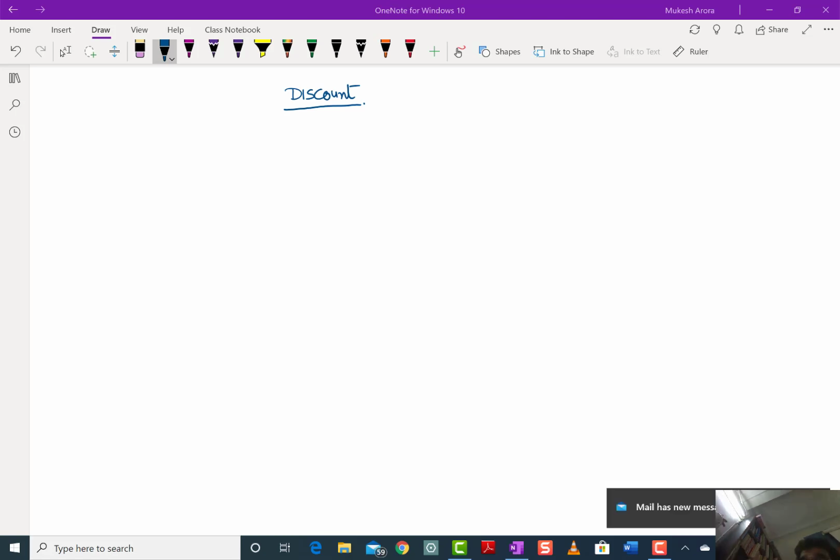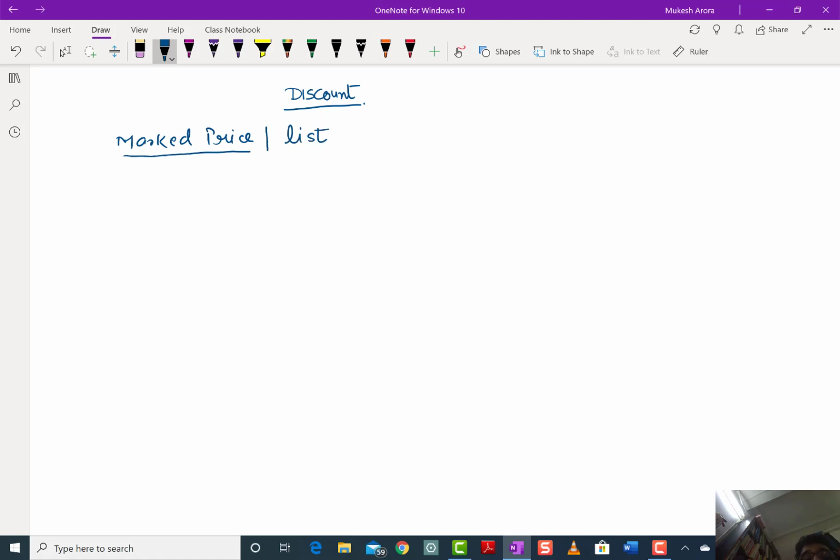When we go to the market, there is a marked price. Marked price is written on the article you purchase, or sometimes it says list price or printed price, or sometimes it's catalog price, which is given or written on the article.